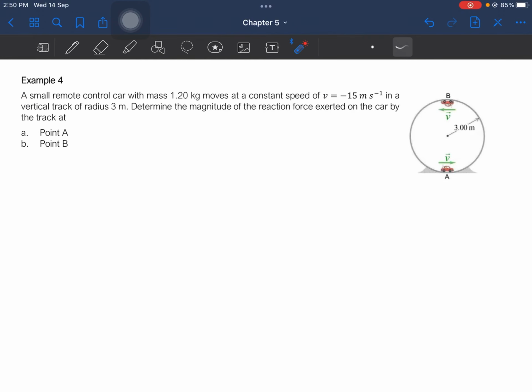Okay? Example number 4. A small remote control car with mass 1.2 kg moves at a constant speed of negative 15 meter per second in a vertical track of radius 3 meter. Wait, why is there a negative? It doesn't make sense. Actually there is a negative, typo guys. I'll edit the lecture note before I give it to you later lah. But I need to add a comment because I don't think I'll remember later.